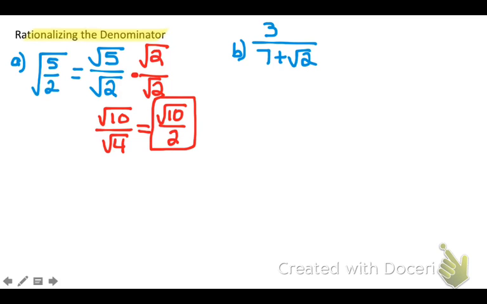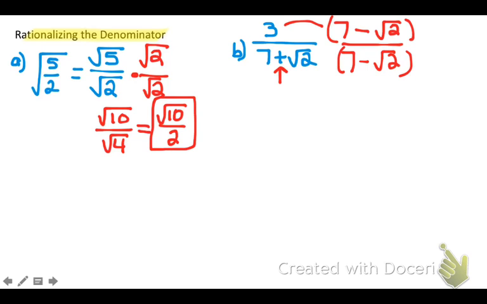For the second example, we have an expression in the denominator, so we need to multiply by the conjugate. The conjugate is the exact same denominator except that we'll use the opposite sign. So because we have a plus sign here, we're going to multiply by 7 minus the square root of 2 in the numerator and in the denominator. So we would say 3 times 7 is 21.